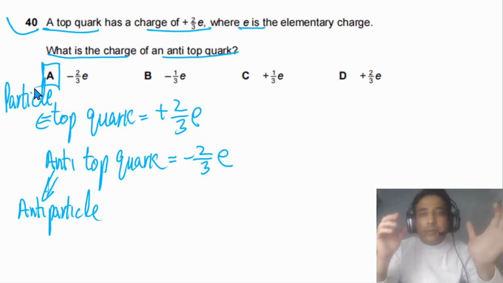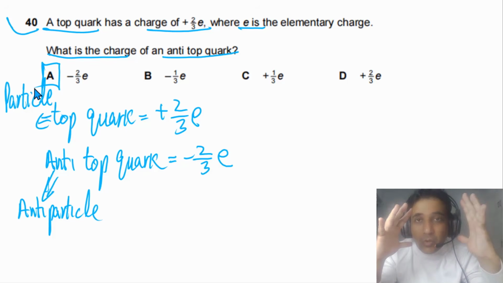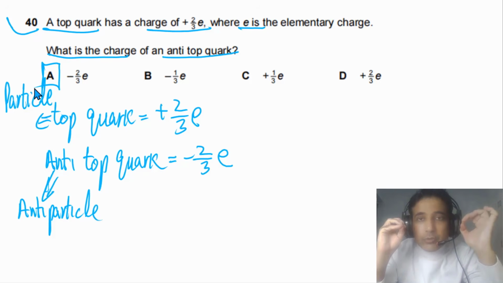That's all for this paper. We have done all the questions from this paper. I hope this paper was helpful and you have improved your understanding of AS physics concepts, and also that you have a better understanding of these questions.